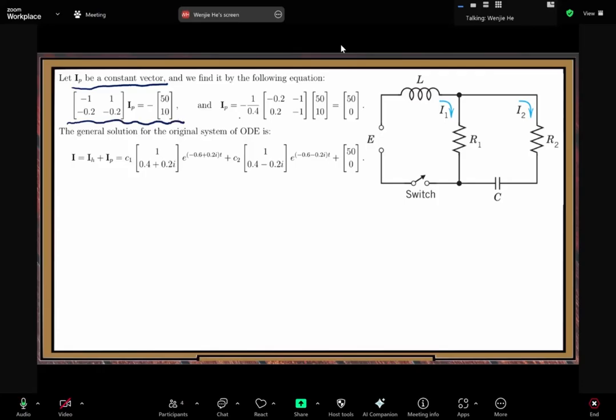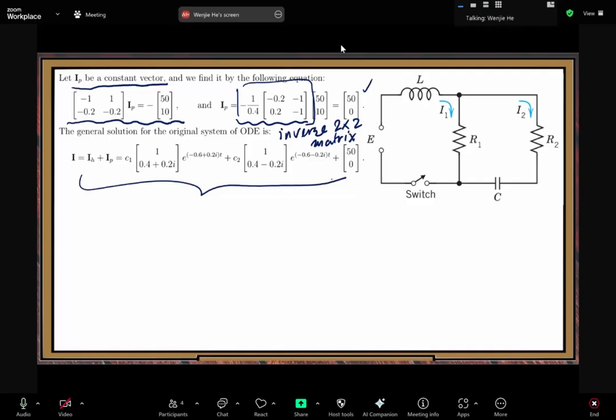But you need to know how to find the inverse of a 2 by 2 matrix. I'll give you the formula in our notes, the inverse of a 2 by 2 matrix. Here we use that formula, so we can write the inverse. Then the inverse multiplies this vector, and you find this IP vector. Then you write your final solution.